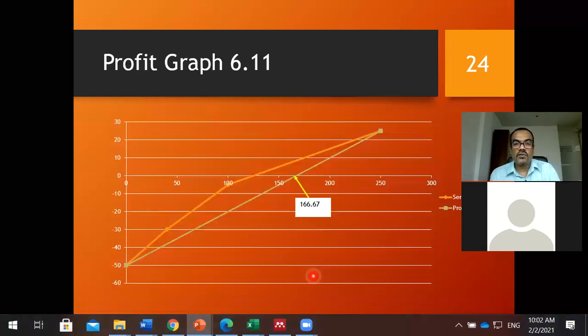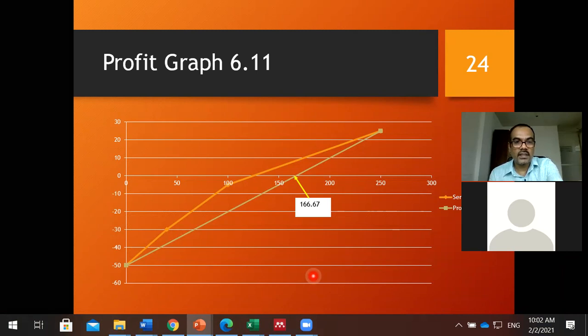So this is how it is drawn. Therefore, you better not make it very complex. Straight away, follow the simple rule. What is the simple rule? You did the calculation for break-even sales.